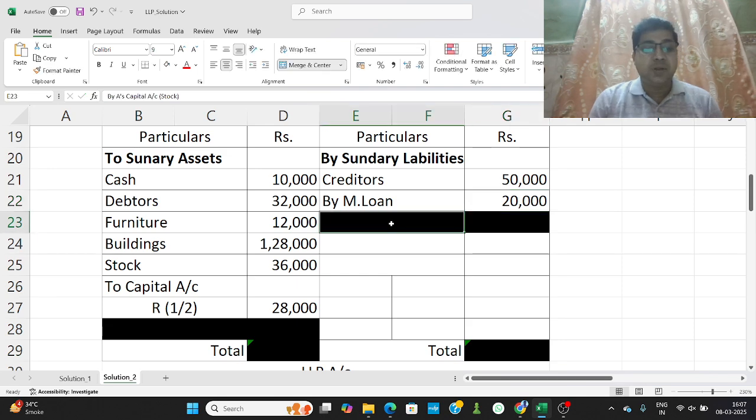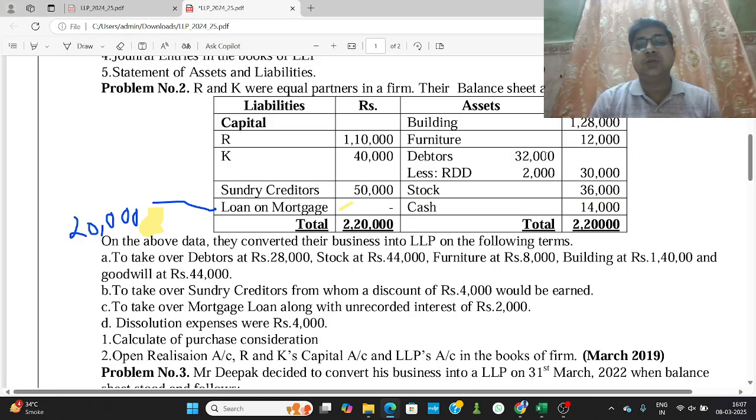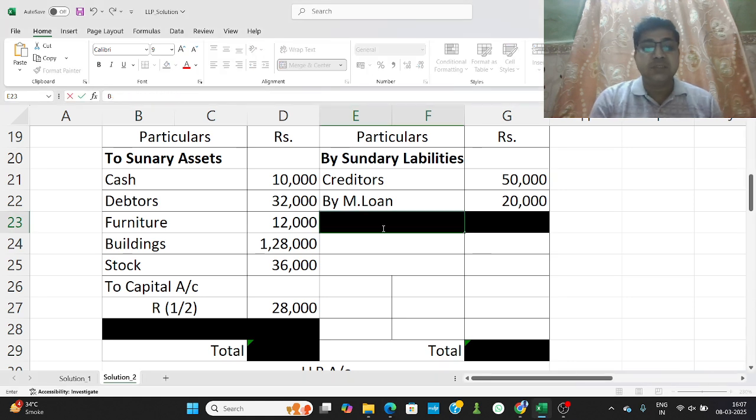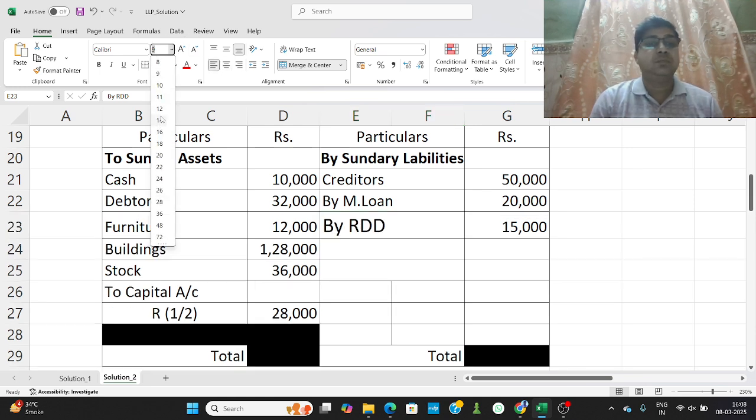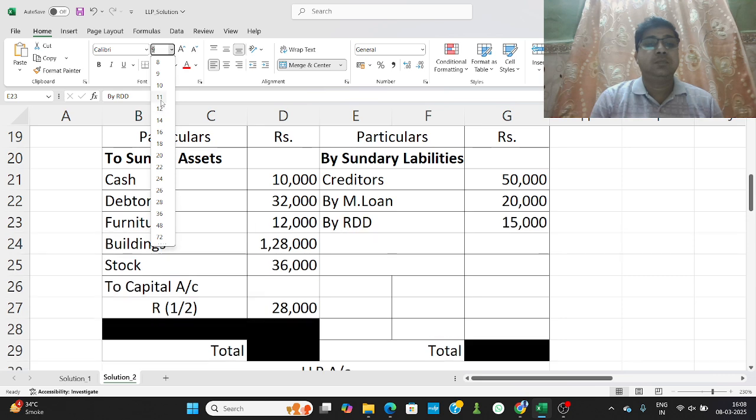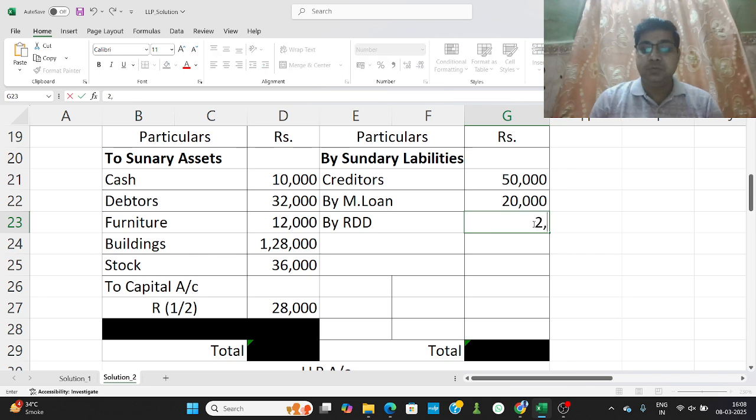Then one more item we have to record, because debtors are 32,000. It is debited to the realization account, and RDD 2,000 is credited to the realization account. So we have to put the RDD value also. By RDD, we have to consider the amount of RDD 2,000. We recorded it.